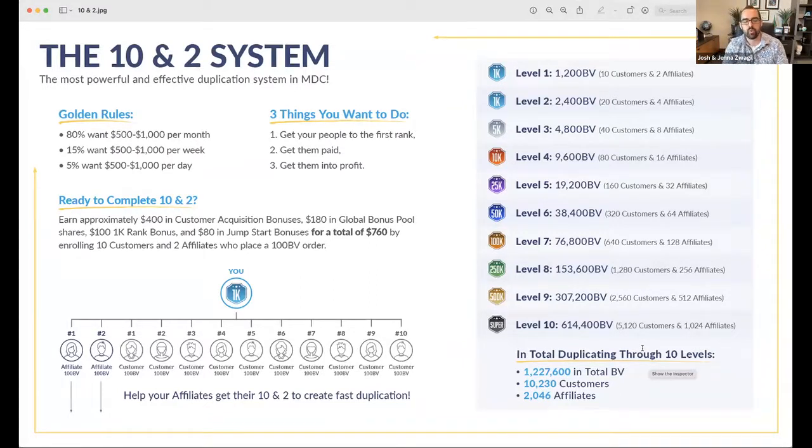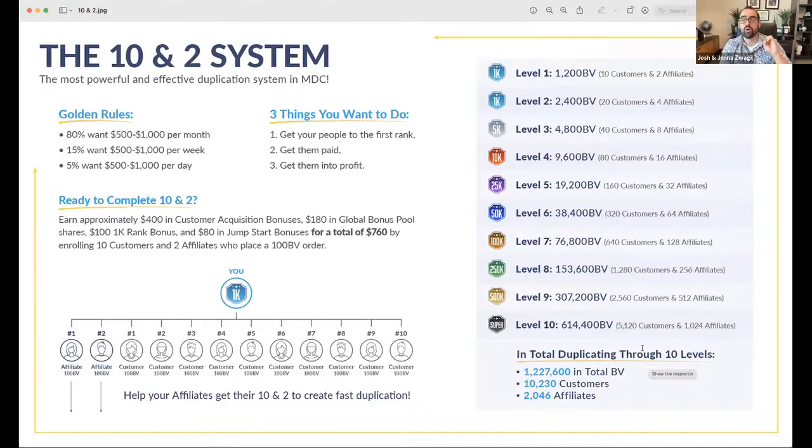And so what'll happen is when you do 10 and 2, which is basically getting 10 customers personally and 2 affiliates, you're going to earn approximately $400 in customer acquisition bonuses because you had 4 people. 4 people equals 1 share in the global bonus pool. You got 3 shares. So now you have $180 in the global bonus pool. Then you get $100 for the 1K rank, get $80 in jumpstart bonuses. So you're already at $760 for going 10 and 2.